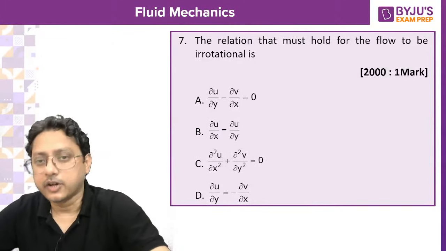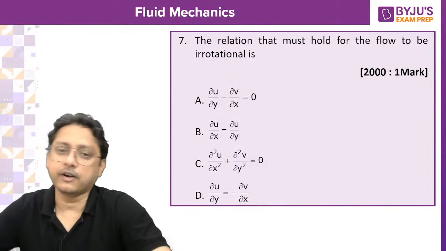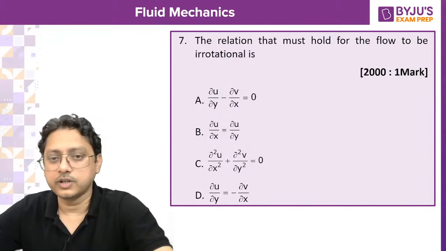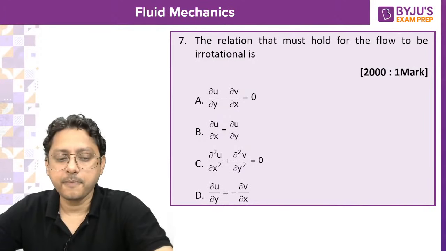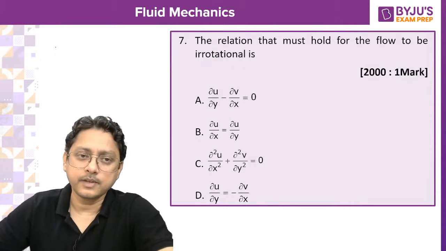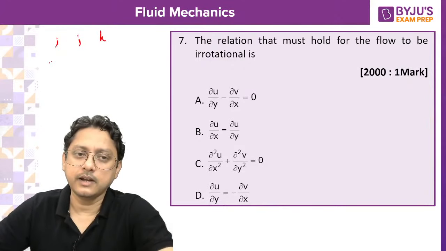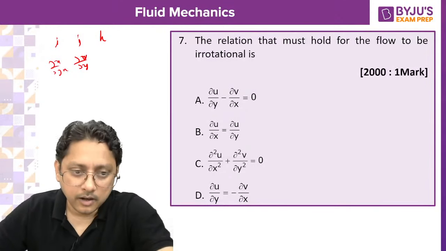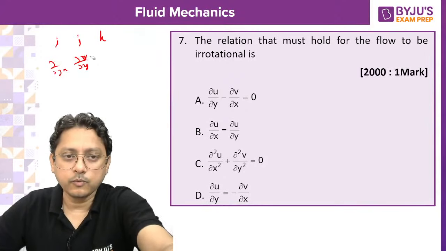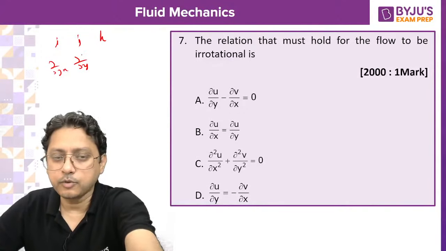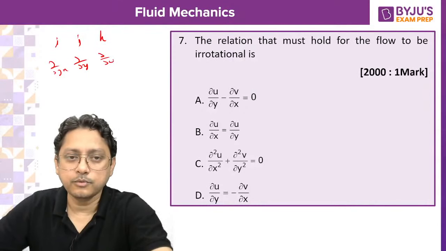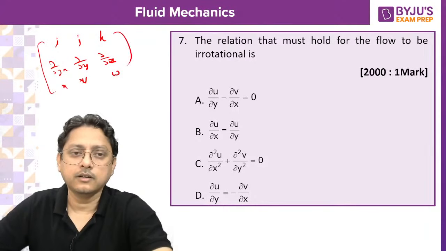Next one. The relation that must hold for the flow to be irrotational. Those who are studying that, a lot of times I told you to please remember this: i, j, k, and del by del x, del by del y, del by del z, you provide only the del operator here, then here u, v and w, and half.